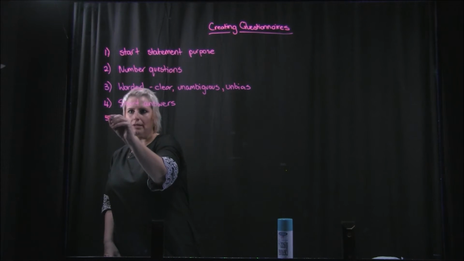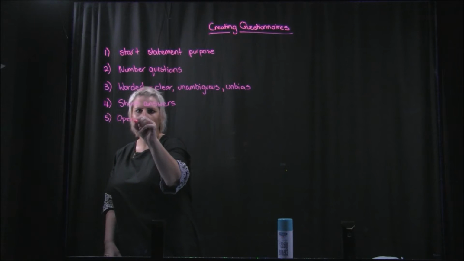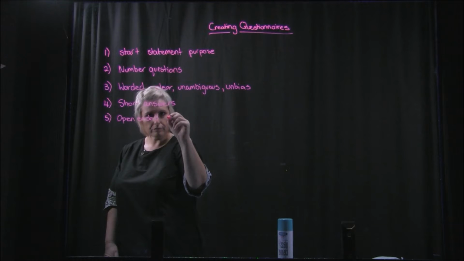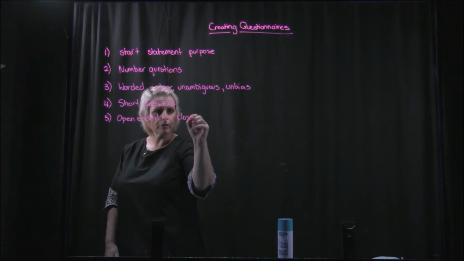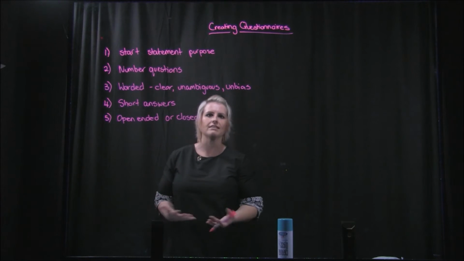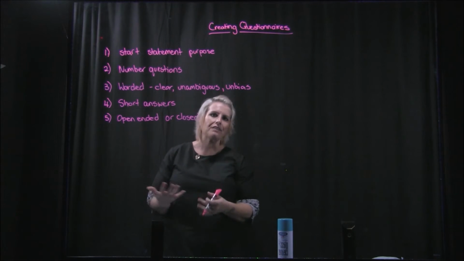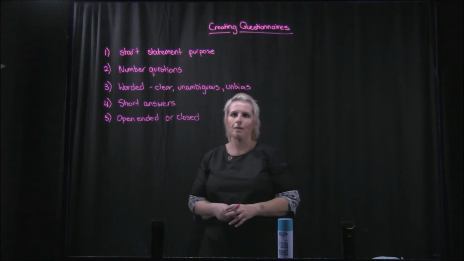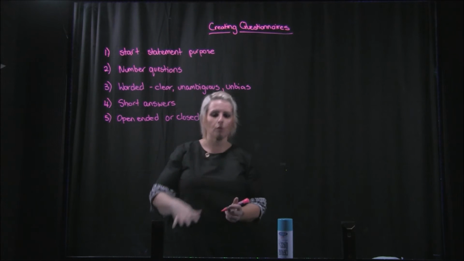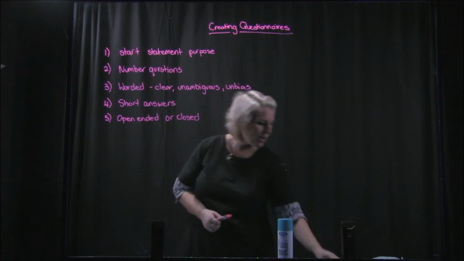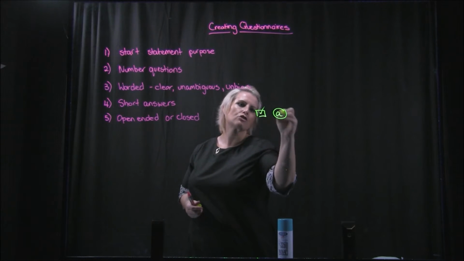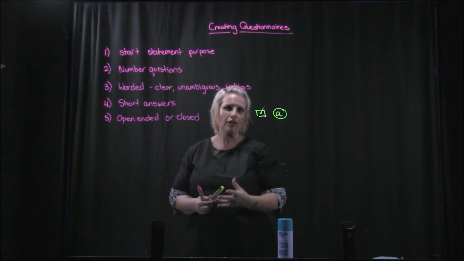So we can have open-ended questions, or we could have closed. Open-ended questions are the ones where they have to actually provide an answer. There's a blank line, a blank space, and they need to actually put something in. The answer could be anything. That's why it's open. Closed questions are the ones where they have to tick a box, or circle a letter, that kind of thing, make a choice.